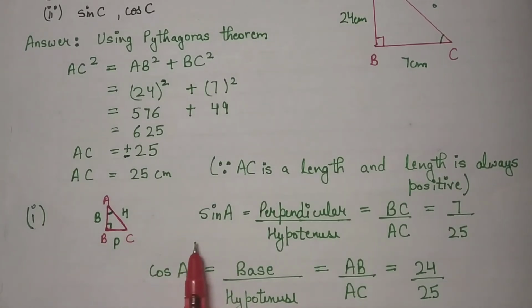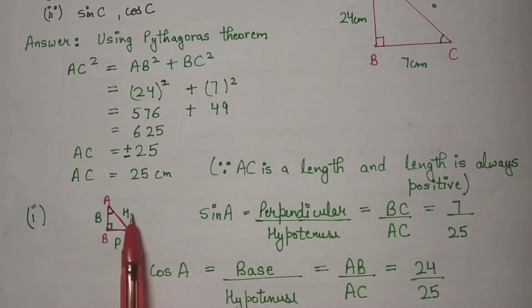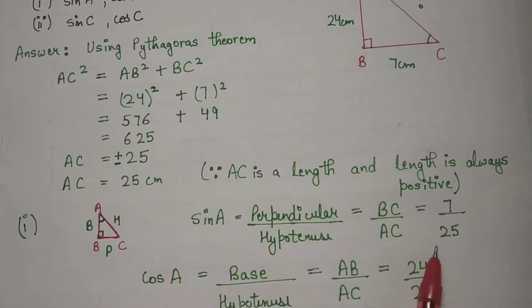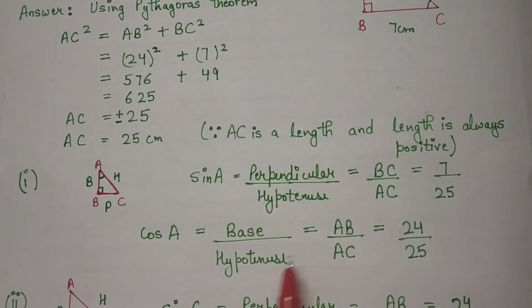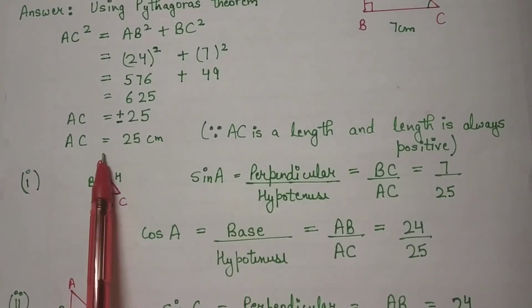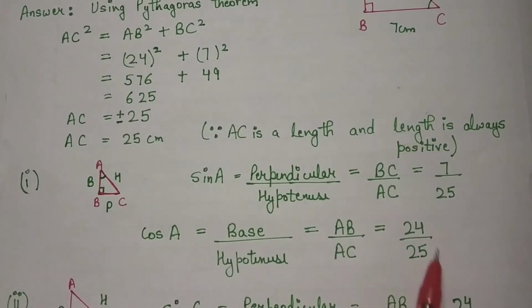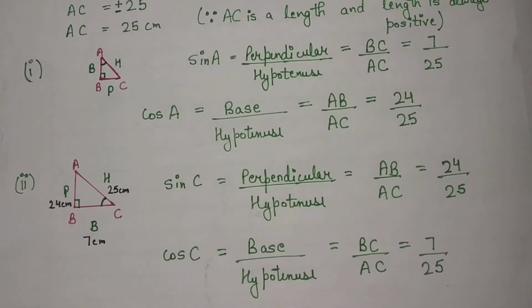So sin A, keeping in mind the formula perpendicular by hypotenuse, perpendicular is BC, hypotenuse is AC. Filling the values that we have got, 7 by 25. Then cos A, base by hypotenuse, base is AB and hypotenuse is AC. So 24 by 25.